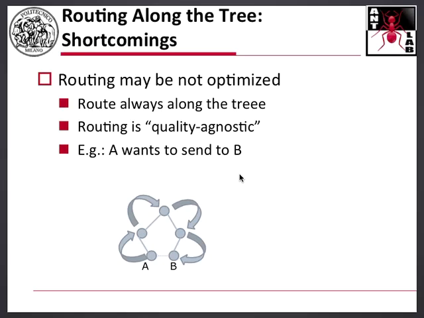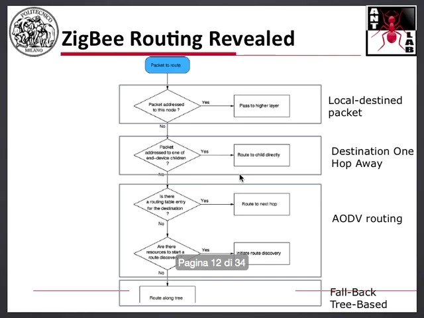Questions? Okay. So that's the basic routing scheme. In reality, what you see in the picture is what is implemented. So what is the routing process implemented in ZigBee? What we have discussed so far is the tree-based routing, which is basically the fallback routing procedure. So what you do if you cannot do any better.